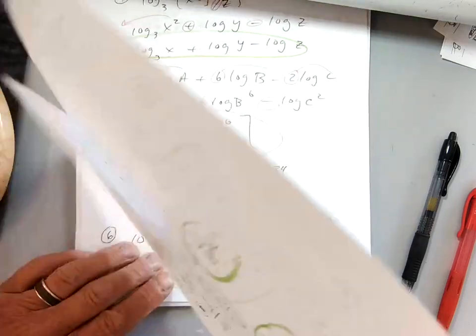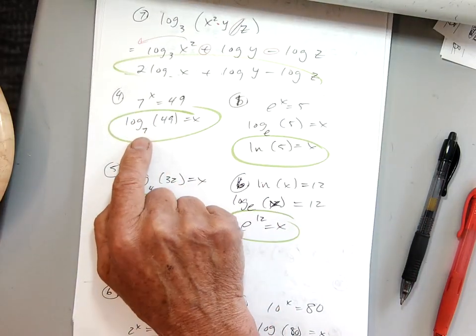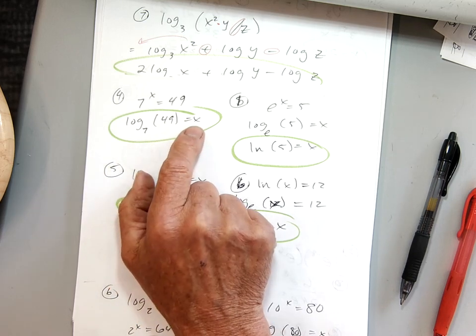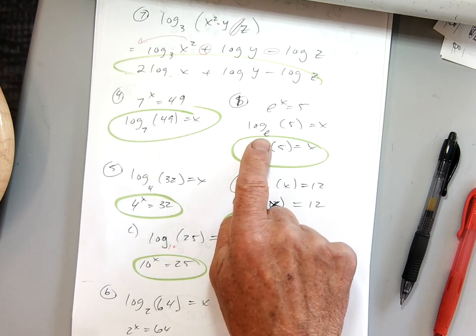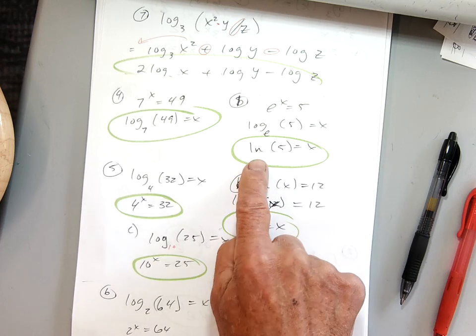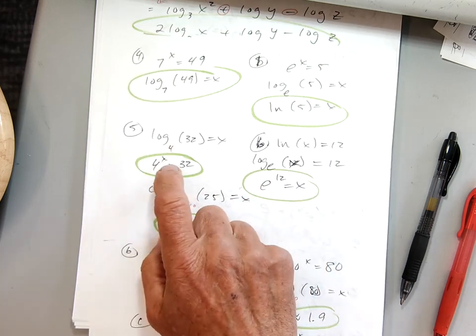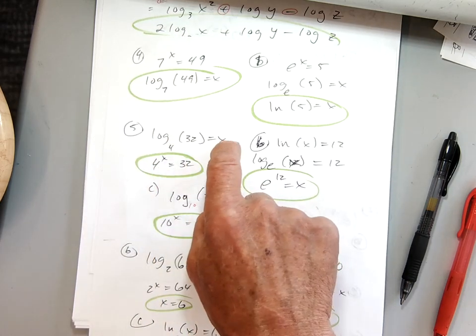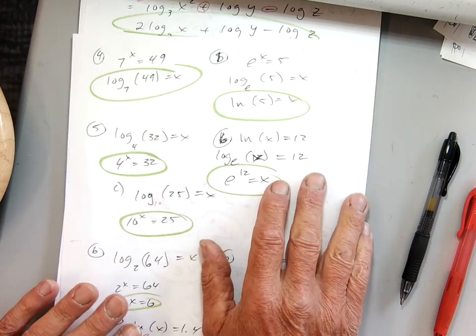On the back side, I'm going to solve for x. Rewrite in log form: log base 4, 49 equals x. Don't solve it. That's all I need. B, rewrite it log base e, but log base e is natural log of 5 equals x. 4 will go exponential, so 4 to the x power equals 32. Don't solve it, just rewrite it.